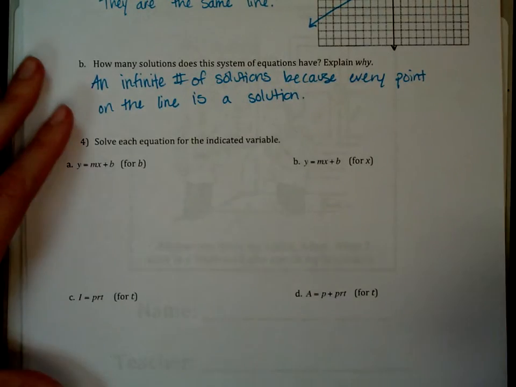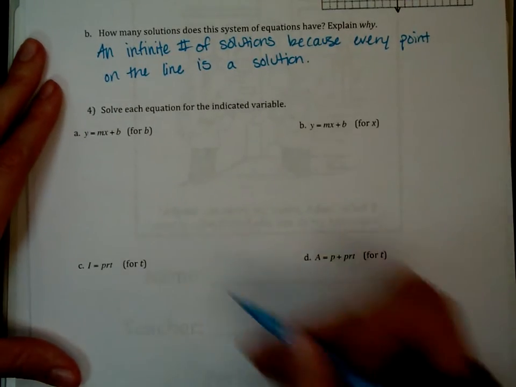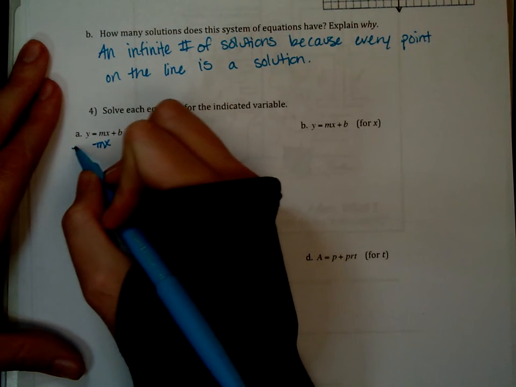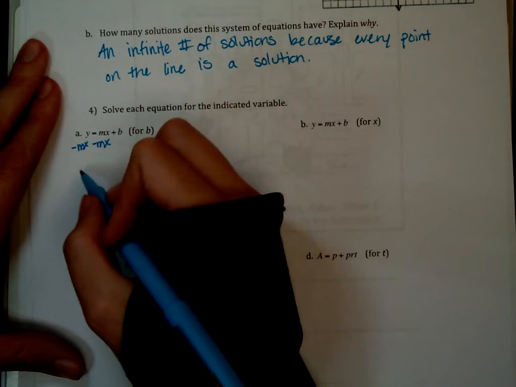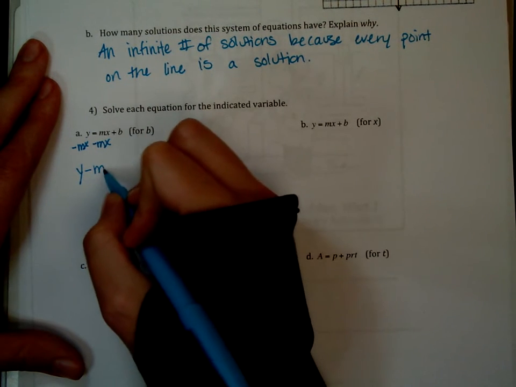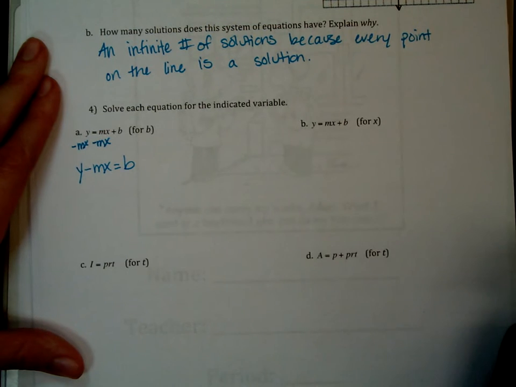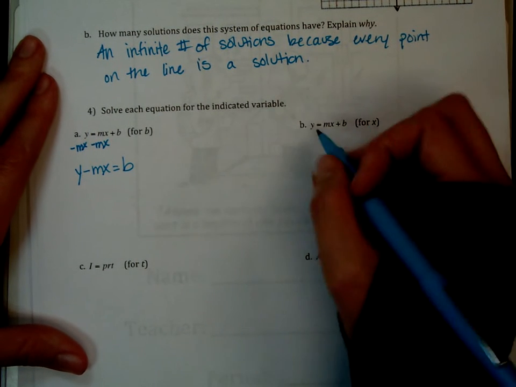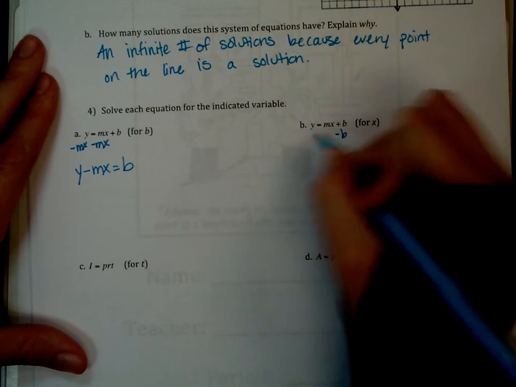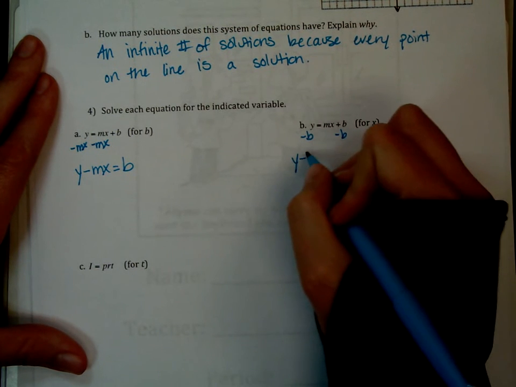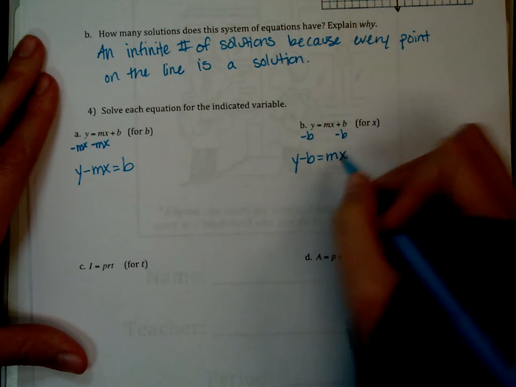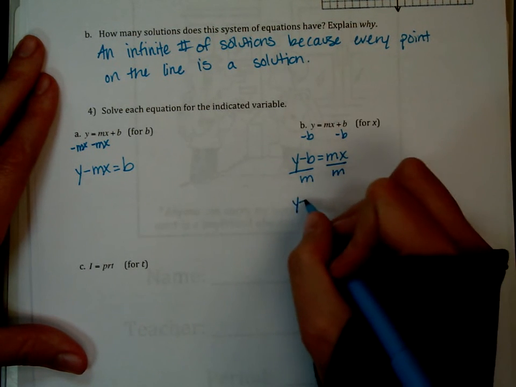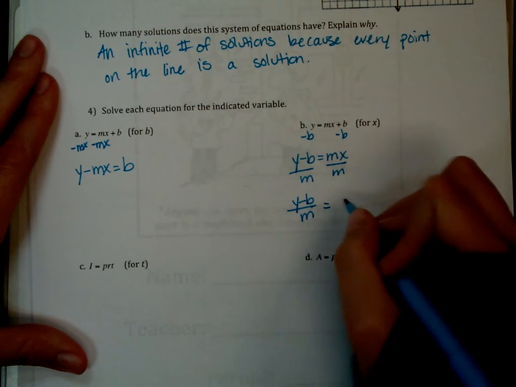Solve each equation for the indicated variable. So if we want to solve for b, then we need to get rid of the mx. So we'll subtract mx from both sides, and we get y minus mx equals b. Now we want to solve for x. So first I'm going to subtract b from both sides. So I get y minus b equals m times x. Divide by m. So we get y minus b over m equals x.